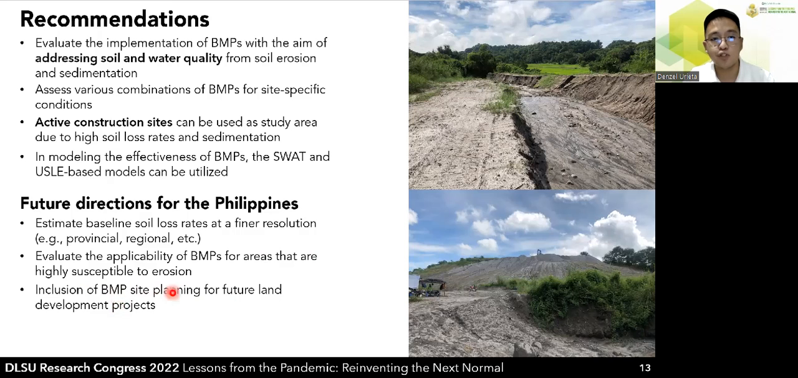And finally, inclusion of BMP site planning for future land development projects. As shown in these particular figures, we have exposed soils and eroding channels, and this is brought about by land development projects. So it's important that upon the inception or the start of a land development, BMPs should also be in place.